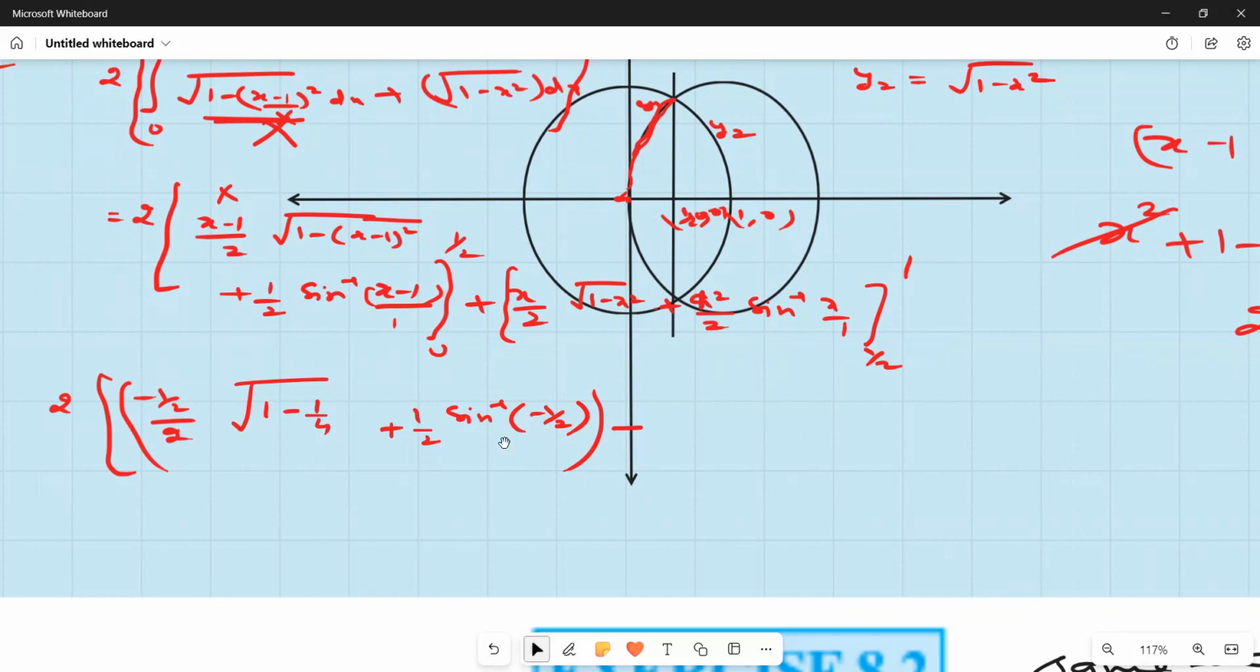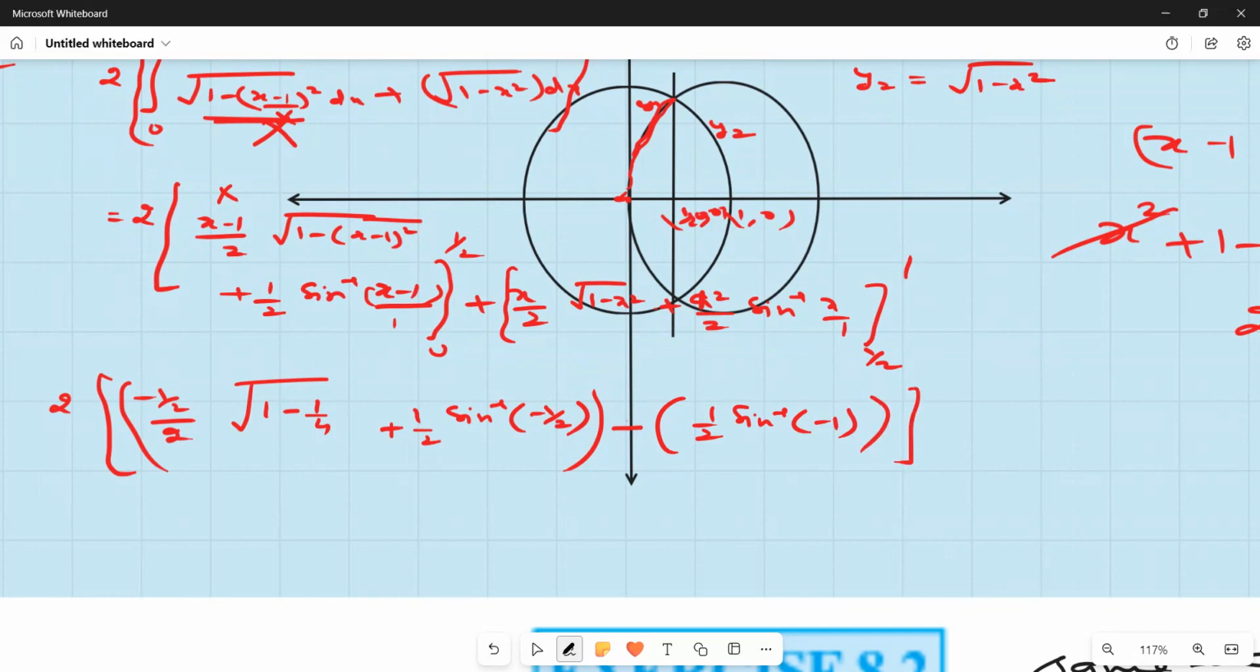So 0 when I do, this is coming as minus half into 0. So 1 square is 1. So this is getting 0. So 0 is making whole term as 0. So no need to take this term. And here, this is coming as plus minus half sine inverse minus 1, right? This is your this side of integration.